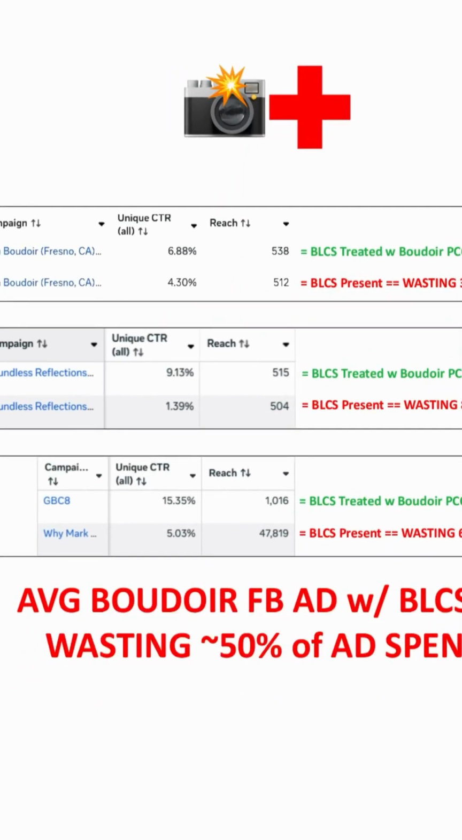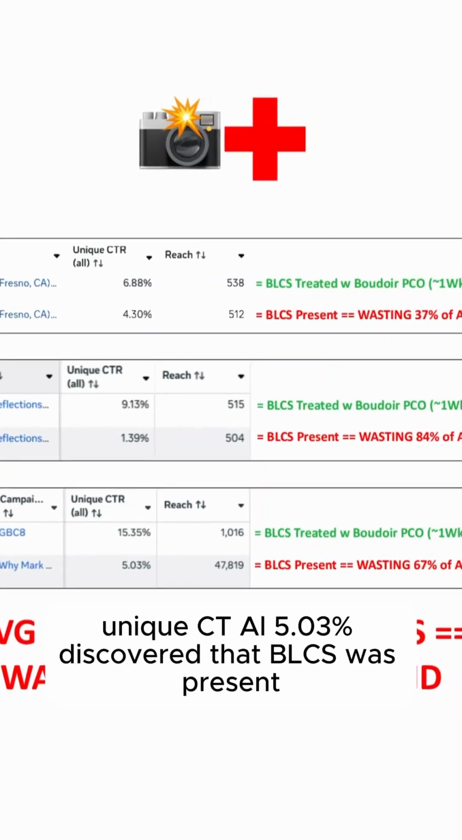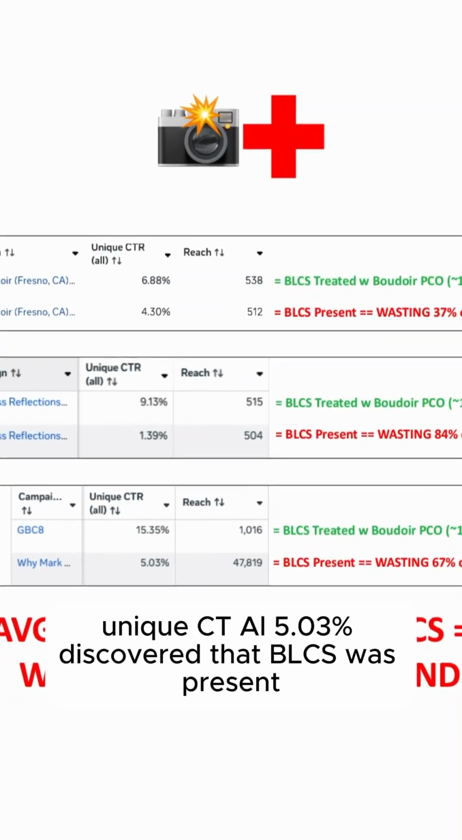Finally, my hospital now had a patient come in with a unique CTR all of 5.03%, and we discovered that BLCS was present.